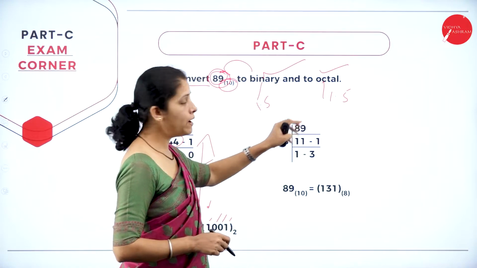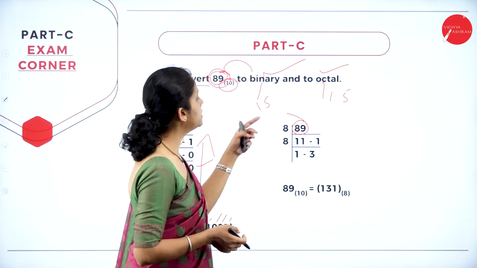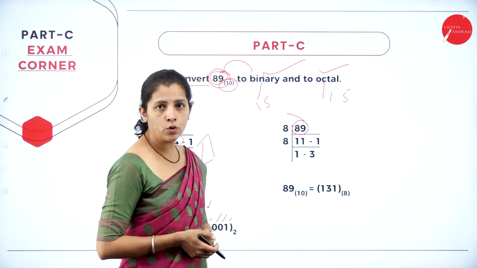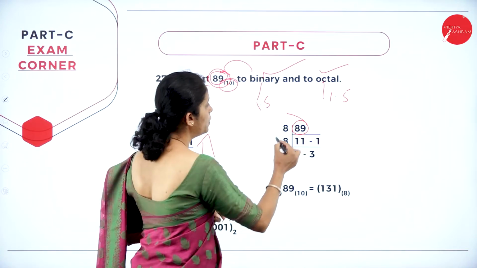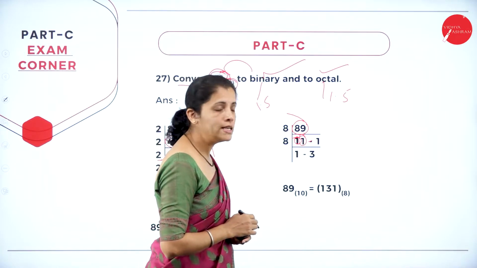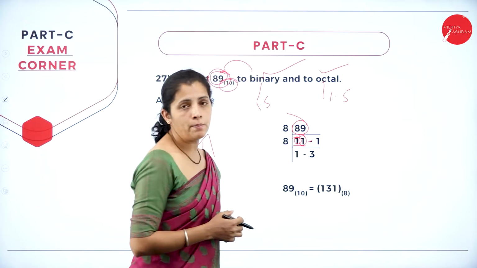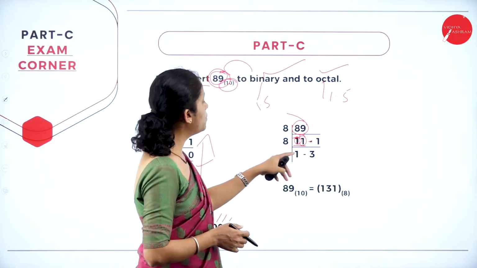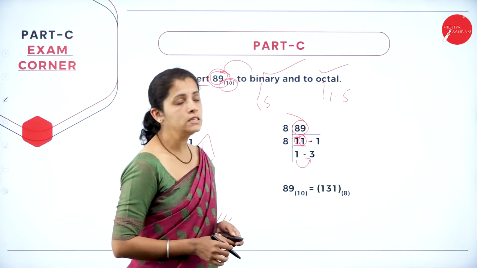Now I'm having a decimal number. Now I want to convert this decimal number to octal. So what I'm going to do? I'm going to divide that number by 8. So 8 ones are 8. What about remainder? Remainder is 1. So once again, I'm going to divide 11 by 8. So 8 ones are 8. What about remainder? Remainder is 3.